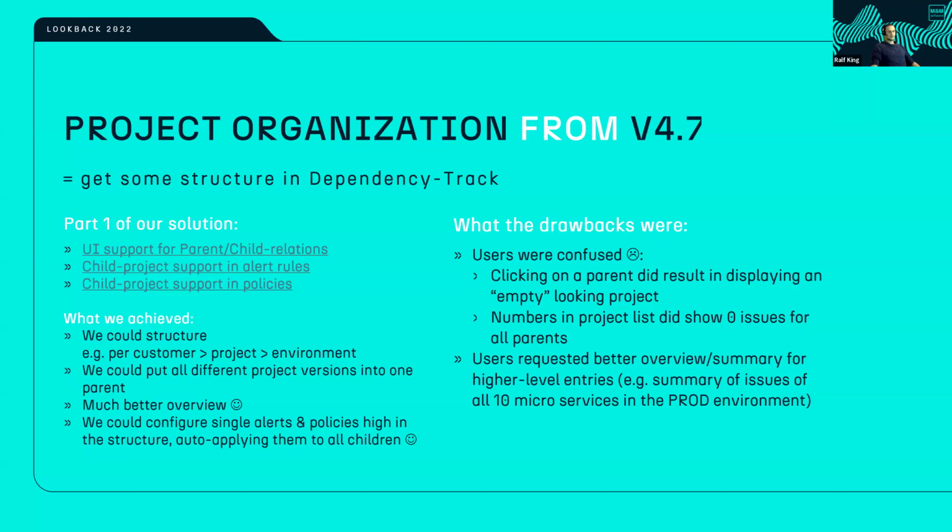So we've got a lot of user requests for some better overview, also for some summaries on higher level entries. For example, the summary of issues of all microservices for the production environment, at least summing up the numbers of them so they get an overview and a comparison also between the different environments.